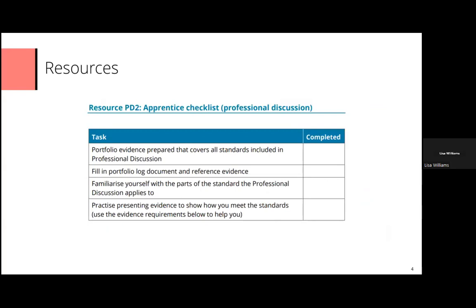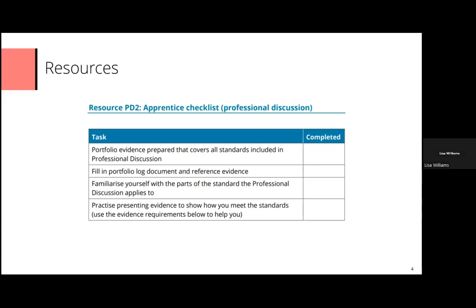So on this slide here, this is a screenshot of a checklist that you and the apprentice can use to check that you have everything that you require for your endpoint assessment and for submission. So the one on screen is relating to the professional discussion, which is underpinned by the portfolio of evidence. So as you can see, it asks things such as if the portfolio log document has been completed and referenced. And again, you can find the portfolio log document on the A360 within the resource section. It also gives some hints and tips, such as practicing prior to the actual endpoint assessment to support and develop any areas that may be required.